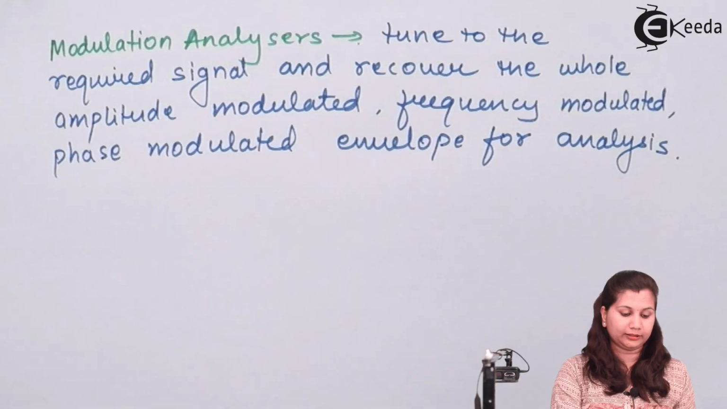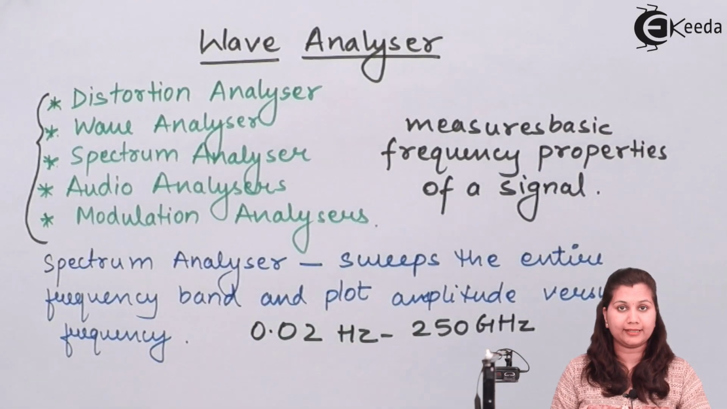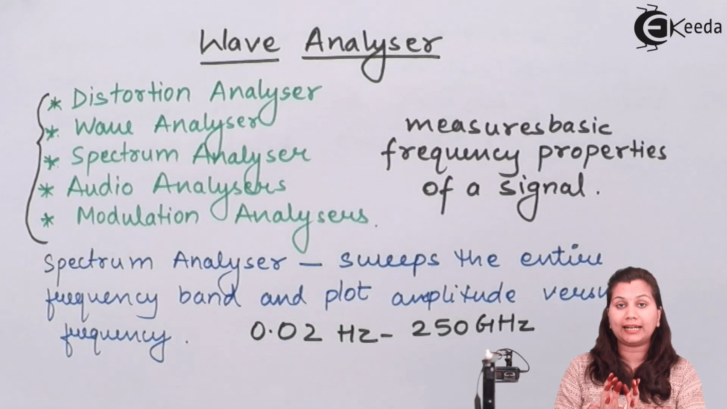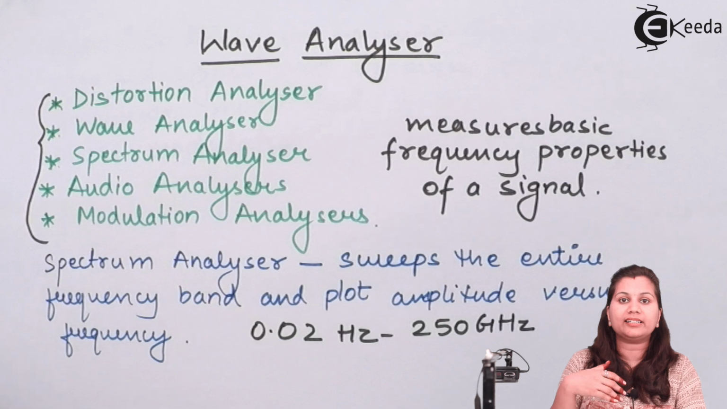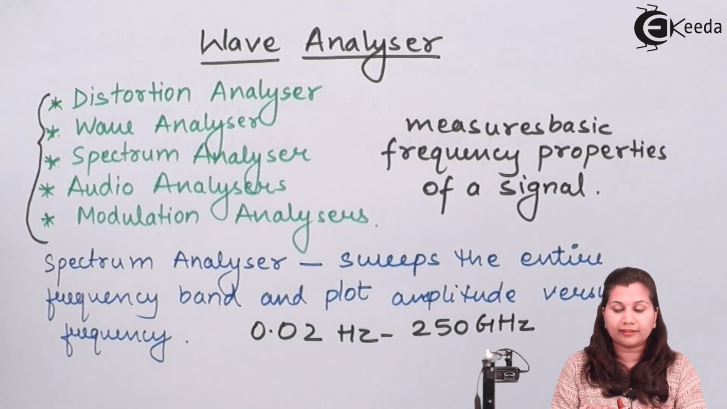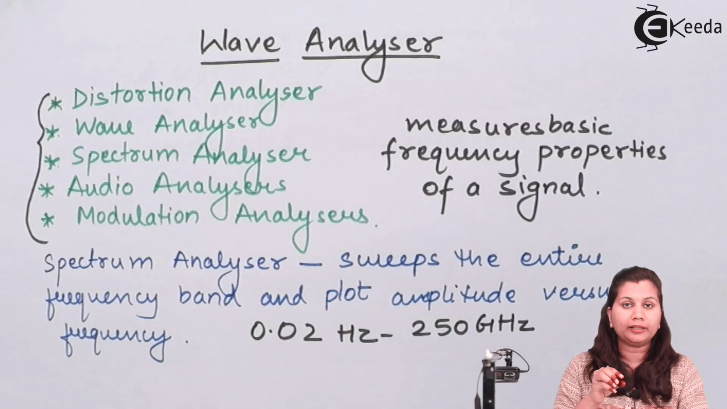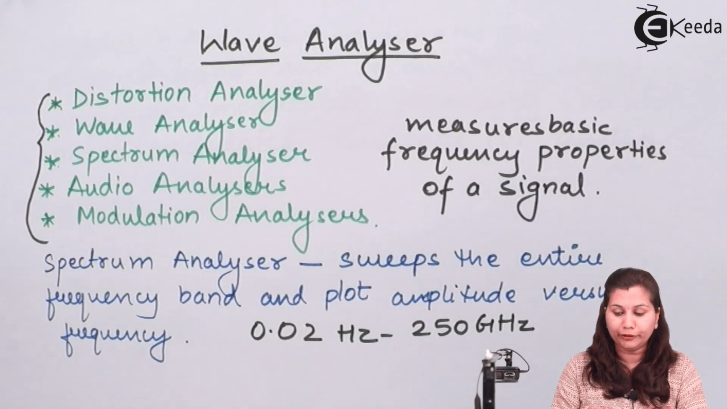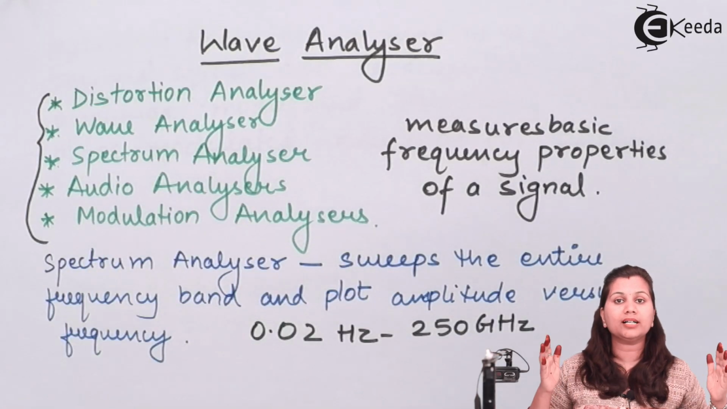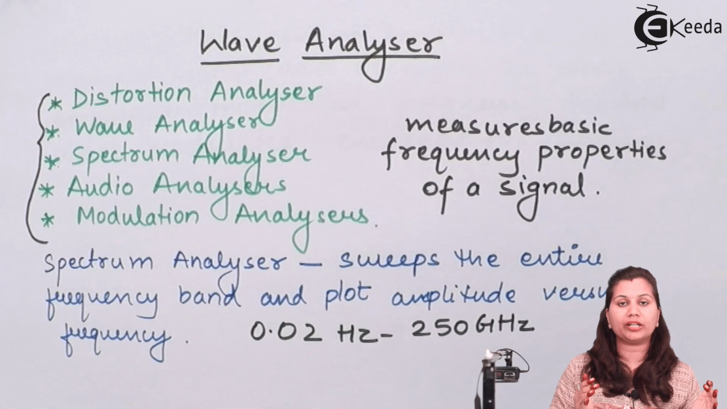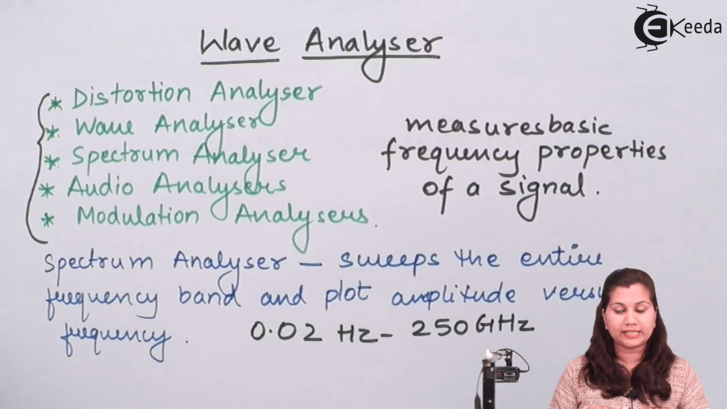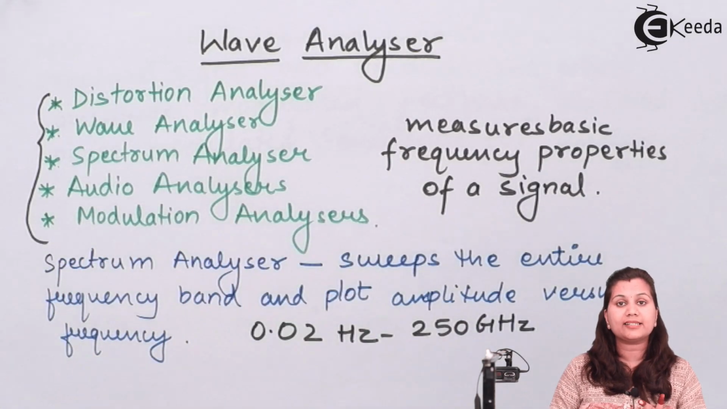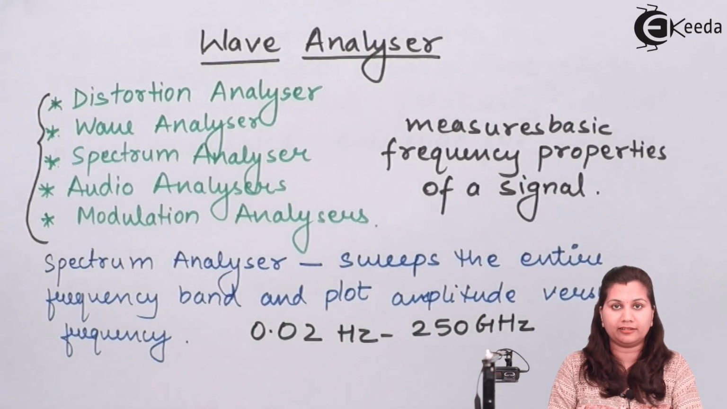So you can see that we have different signal analyzers which are analyzing the signal, meaning they are measuring the frequency properties, but they use different techniques for that measurement. The distortion analyzer measures the harmonics present in the signal. The wave analyzer measures the amplitude at a particular frequency. The spectrum analyzer measures the amplitude of the signal over the entire frequency band. The audio analyzer measures the noise also present in the signal. And the modulation analyzer gives us the display of the modulated signals also.